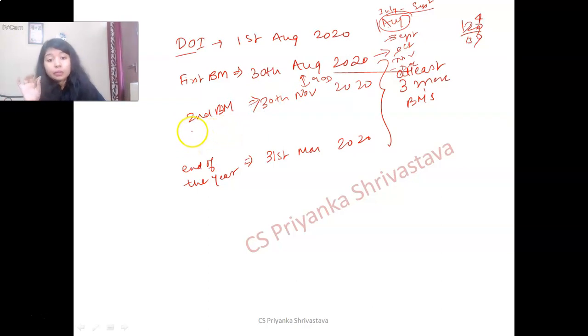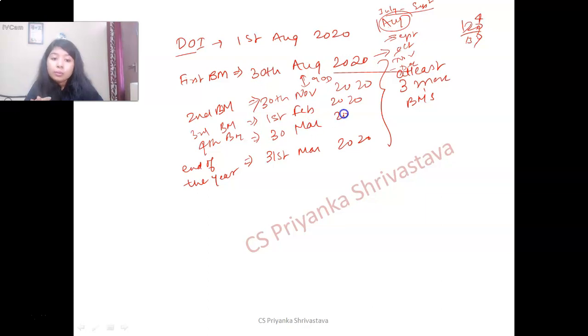Now third and fourth become compulsory for me because my year is less than 12 months. So I have to conduct 2 board meetings in the further 4 months. Suppose the next board meeting I conducted on 1st February 2021 and the next on 30th March 2021. So I have done the 4 board meetings within the time frame.